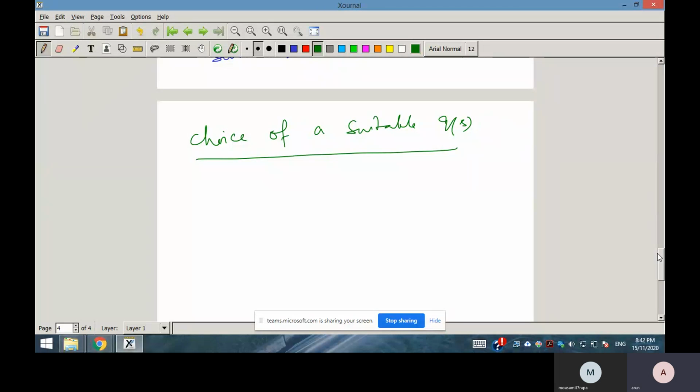So choice of QS. Instead of choice of QS, I will just write directly design steps or design procedure, because the choice of QS is a major step there. Design procedure in 2DF control. Design procedure of 2DF control.